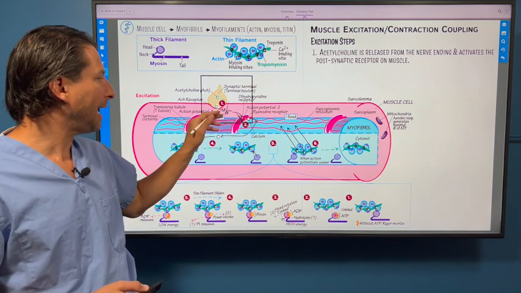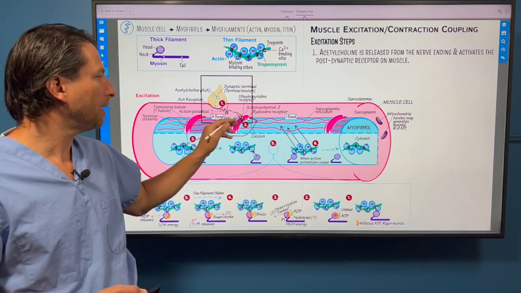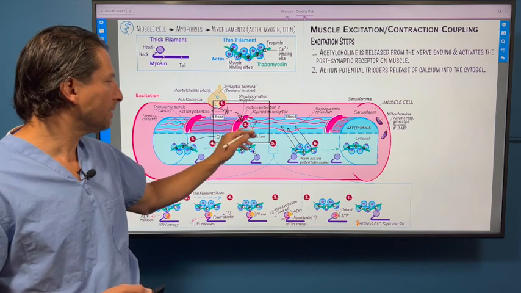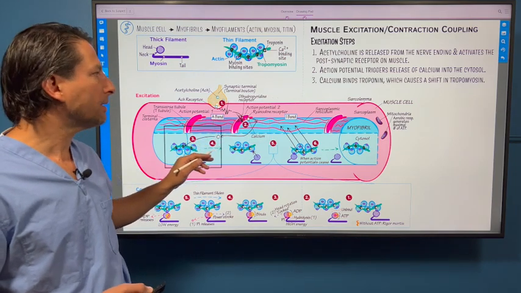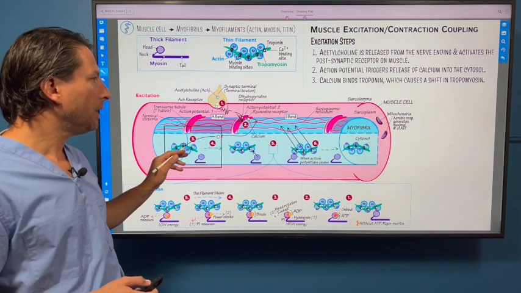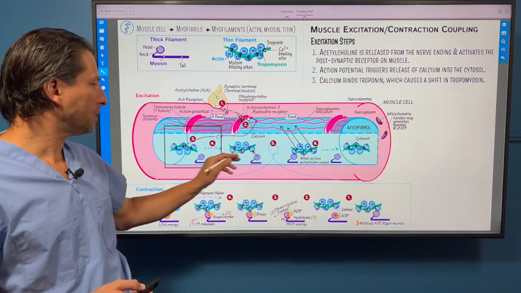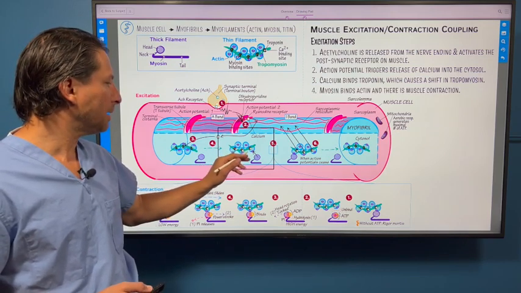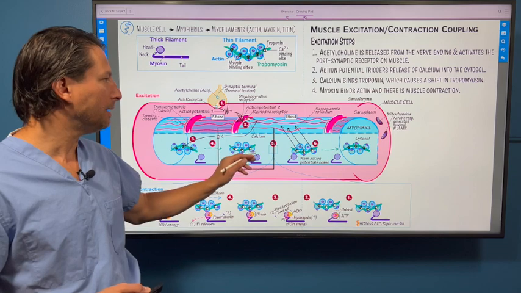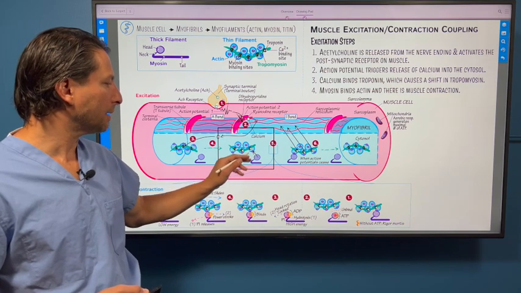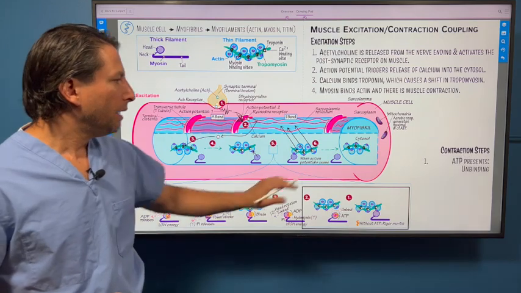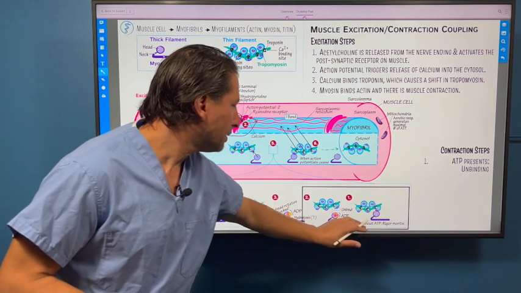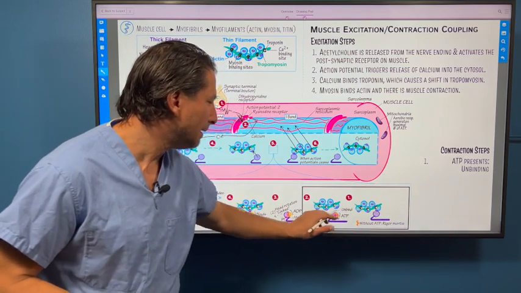There's activation of this action potential along the postsynaptic membrane. The action potential then activates release of calcium into the cytosol. The calcium then binds to troponin, which causes a shift in tropomyosin, and that's what's represented here. And then when there's a shift in tropomyosin, myosin is able to bind to the myosin binding site on actin, represented here. The contraction steps themselves, ATP is present, and there's an unbinding here.